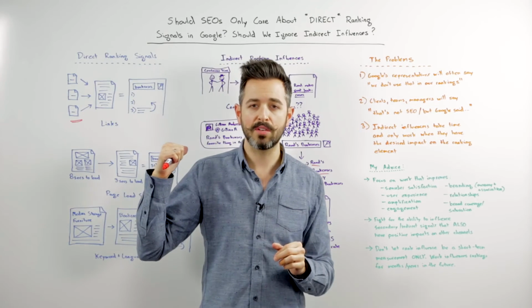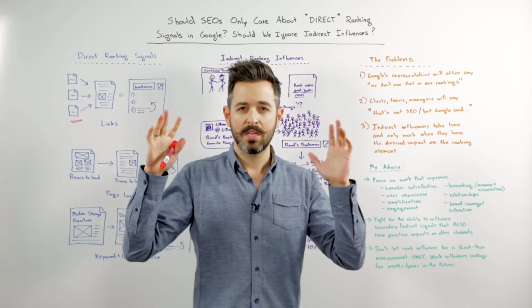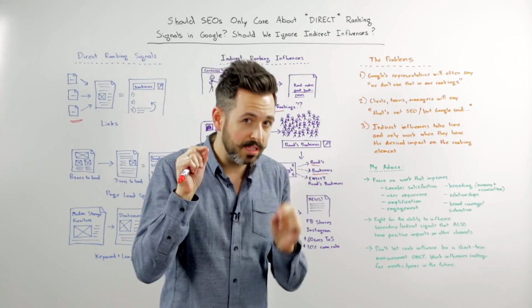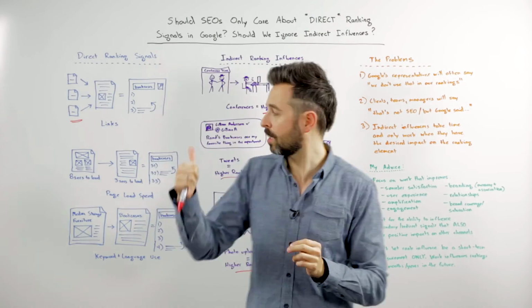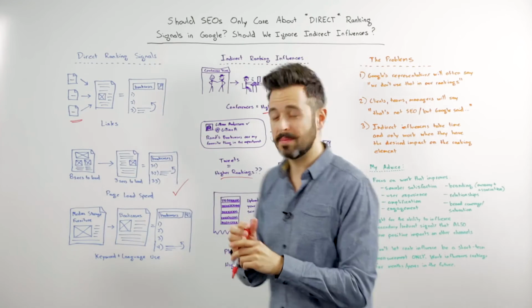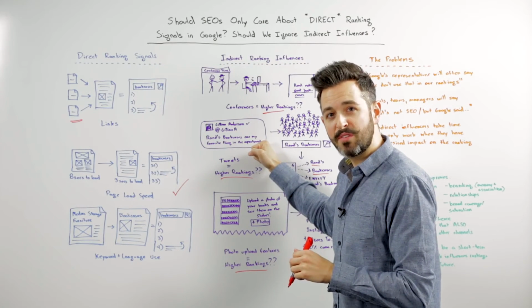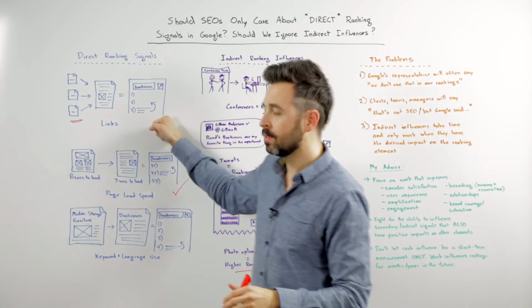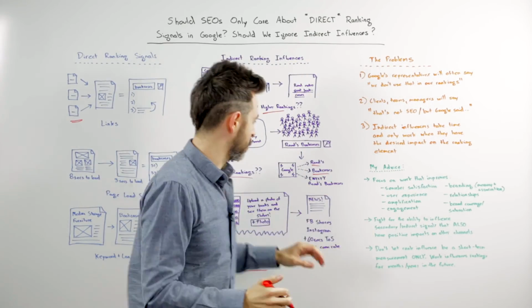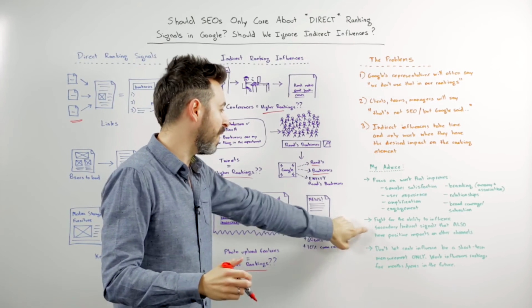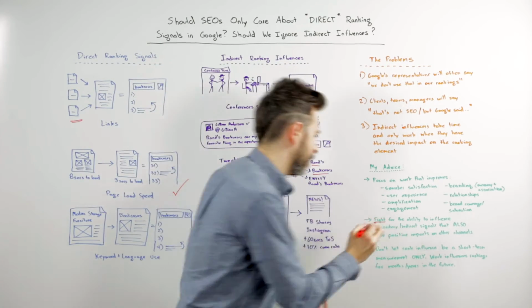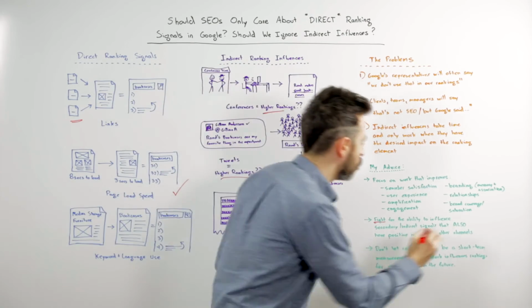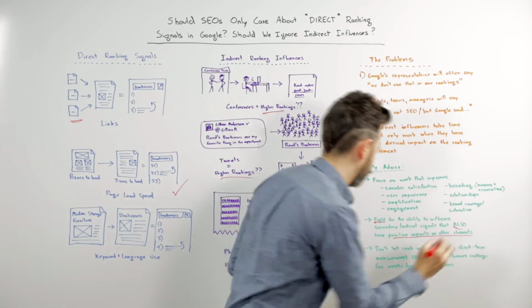If you throw out all the indirect stuff because it's not direct, you are killing yourself. You're shooting yourself in the foot. And your competitors, frankly, the smart ones, are the ones who are going to concentrate on both of these. Sometimes indirect stuff can be more powerful in the short term and the long term than direct stuff. And that's just how it goes. I'd urge you to fight for the ability to have influence on these indirect signals, especially when they also have positive impacts on other channels.